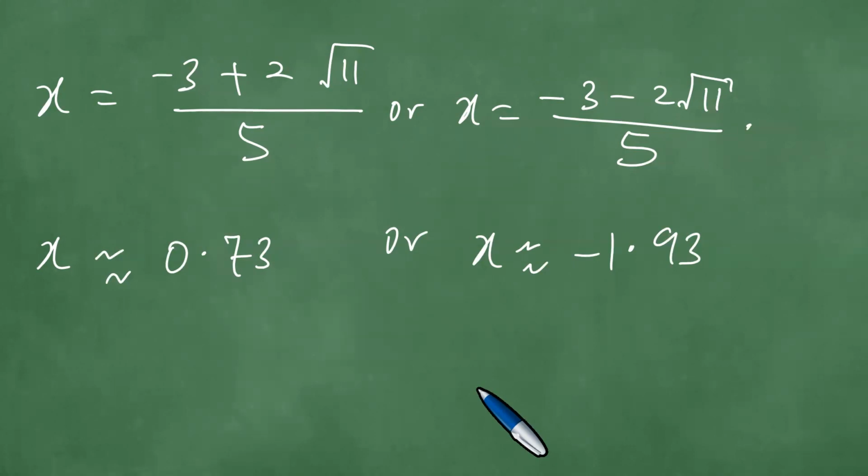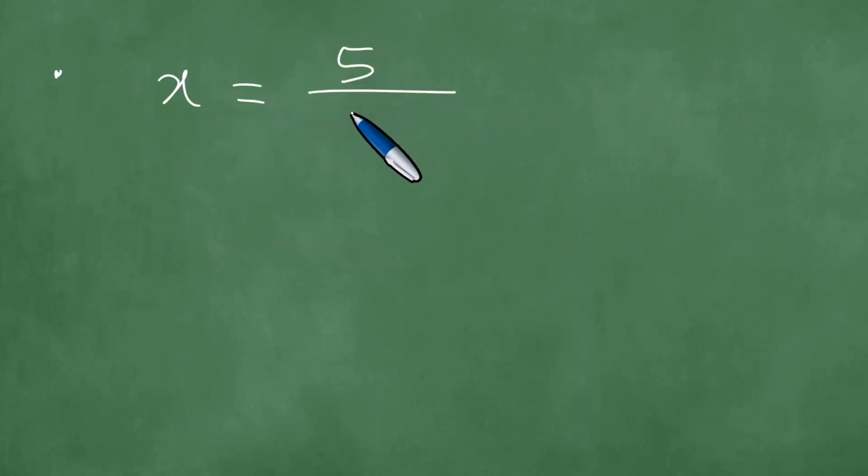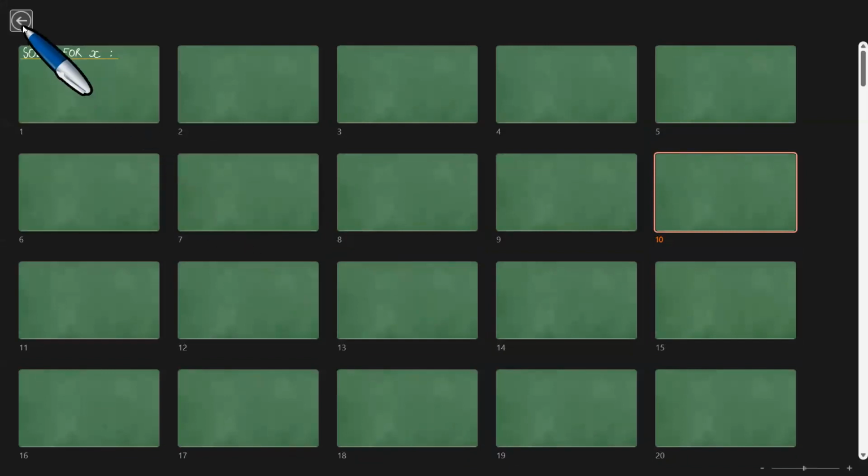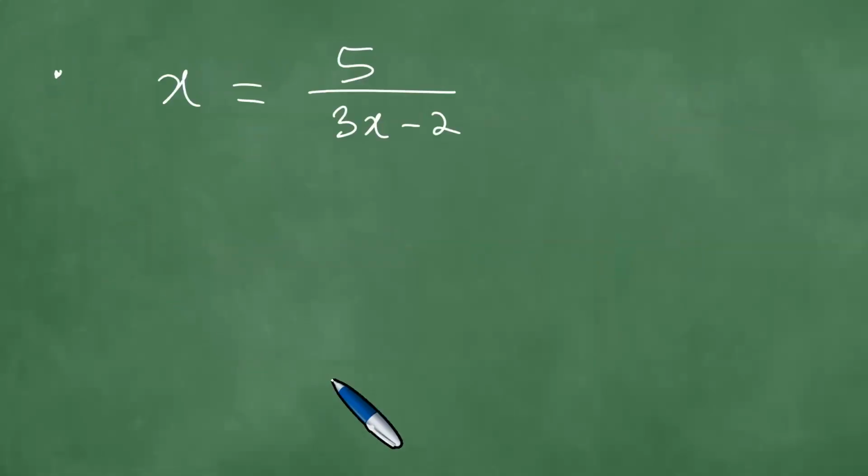Okay, let's look at the next question. The next question is this one: x equals 5 divided by 3x minus 2. What do we do here, anyone? Cross multiplication. Thanks.